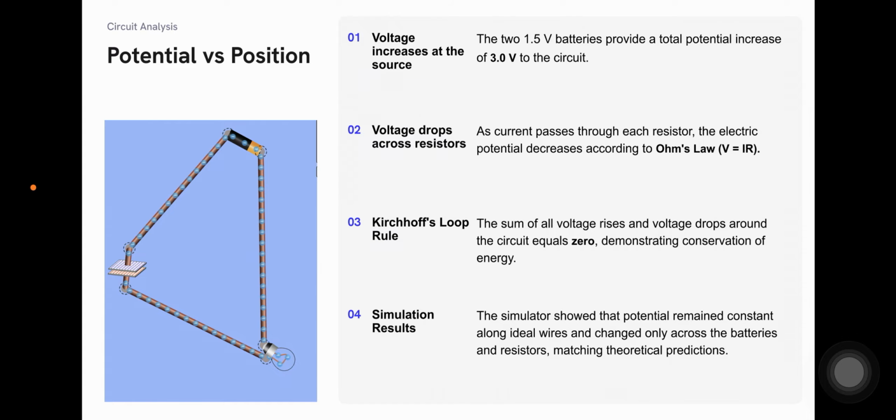This simulation shows how electric potential changes throughout a circuit. The batteries increase the potential energy of the charges, while each resistor causes a voltage drop. By the end of the loop, the total change in voltage returns to zero, which agrees with Kirchhoff's loop rule.